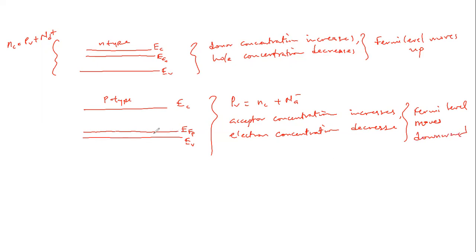And at low temperature, when the thermal energy is small compared to the band gap but comparable to the ionization energy of the donor, then the conduction band electrons are expected to be mostly from donors. Therefore, for the n-type semiconductor, the Fermi level at low temperature will be close to the middle between the donor level and the bottom of the conduction band. So we have something like this in this case.